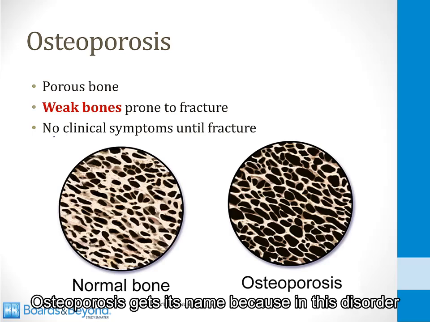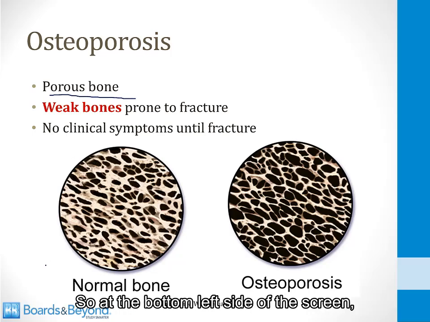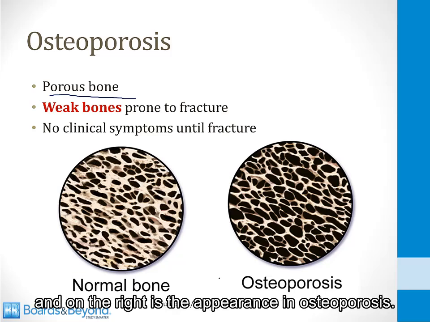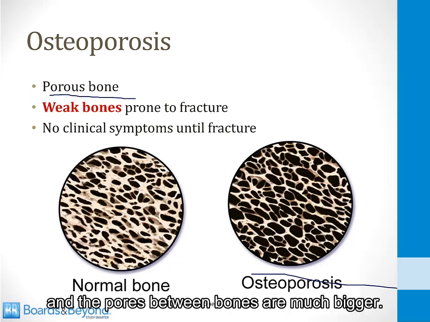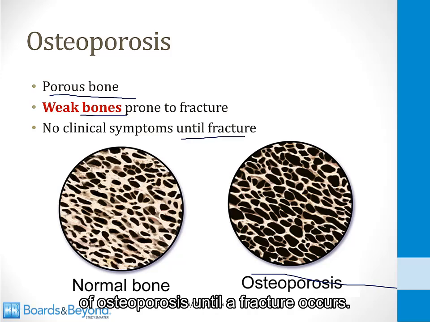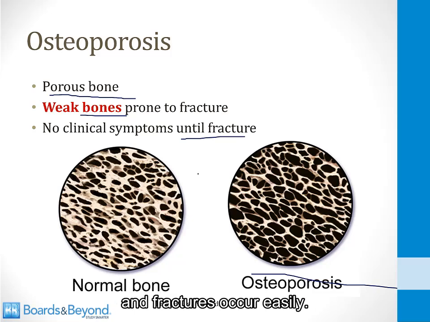Osteoporosis gets its name because in this disorder bone becomes porous, especially the trabecular bone. So at the bottom left side of the screen is the normal appearance of trabecular bone, and on the right is the appearance in osteoporosis. You can see that the bone is thinned and the pores between bones are much bigger. When this happens, the bones become weak and they're prone to fractures, and there are no clinical symptoms of osteoporosis until a fracture occurs. The major problem here is that bones are prone to fracture and fractures occur easily.